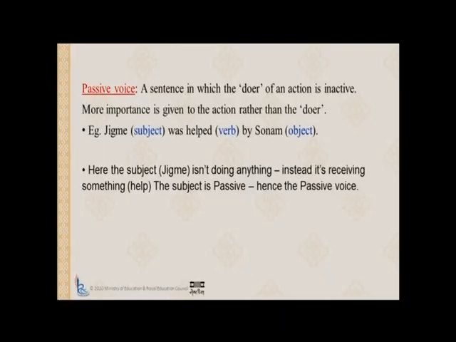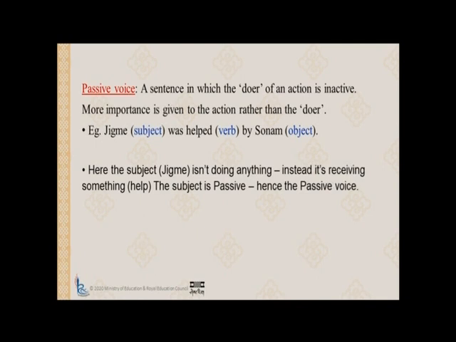If you are clear with the active voice, now let's see what is a passive voice. Passive voice is a sentence in which the doer of the action is inactive. More importance is given to the action rather than the doer. Again, with the same sentence, let's see the example. Now, example, Jigme was helped by Sonam.